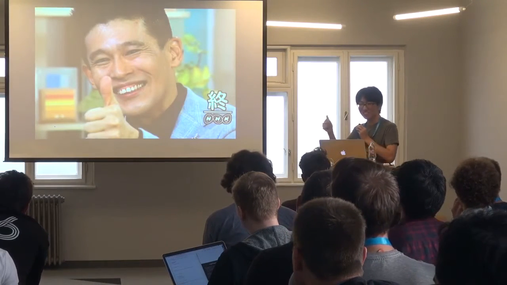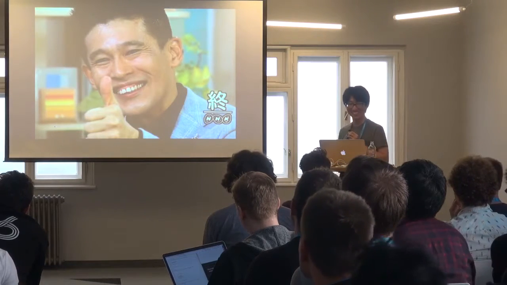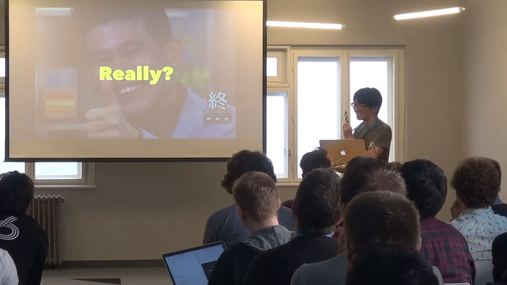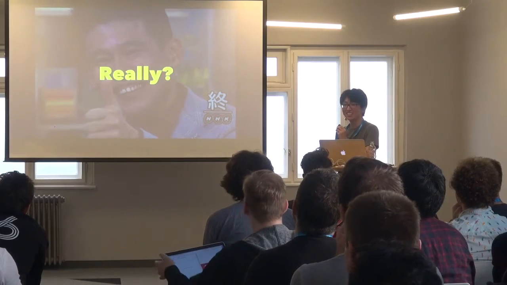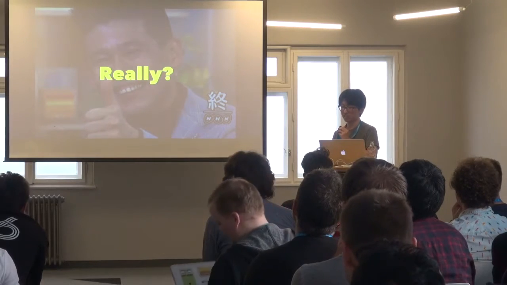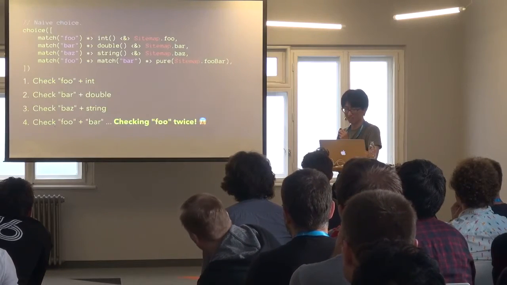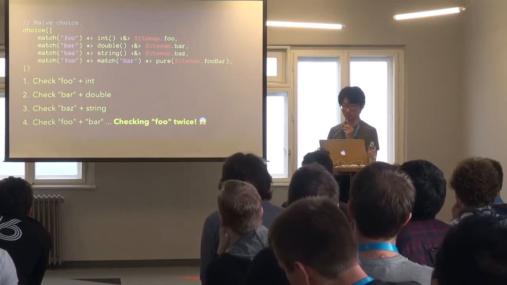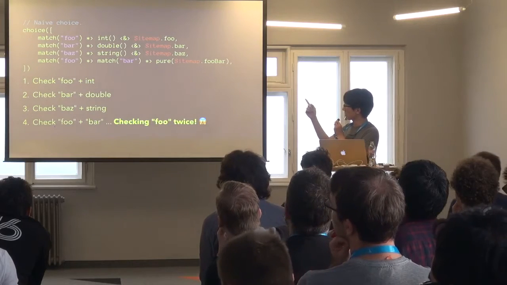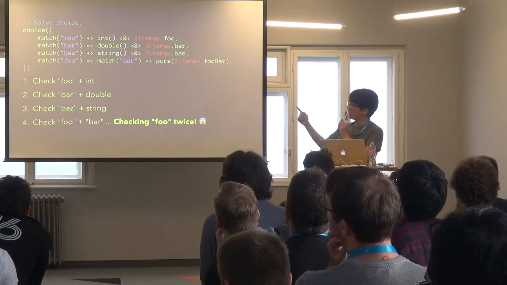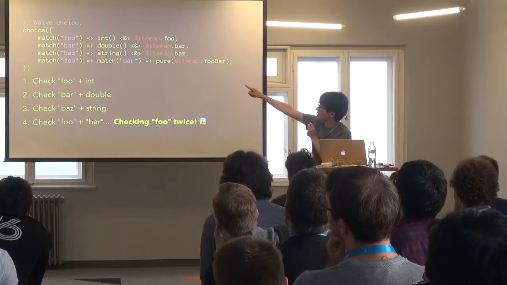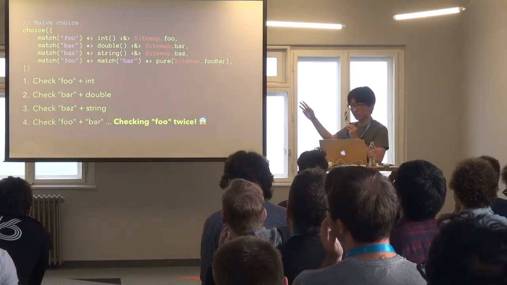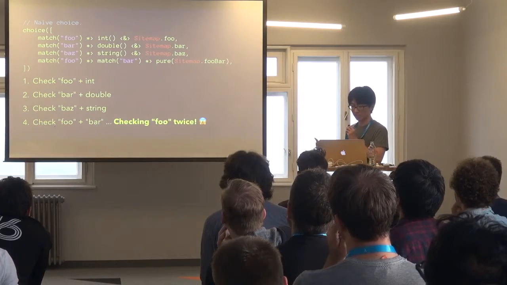So it looks good to me, a happy ending. But wait a minute. Is this really the best way? We should take a closer look at the code once again. This is the choice function I extracted from previous code. And if you take a closer look, you can see that we are checking match foo on the first one and the fourth one. We are checking the foo string twice.